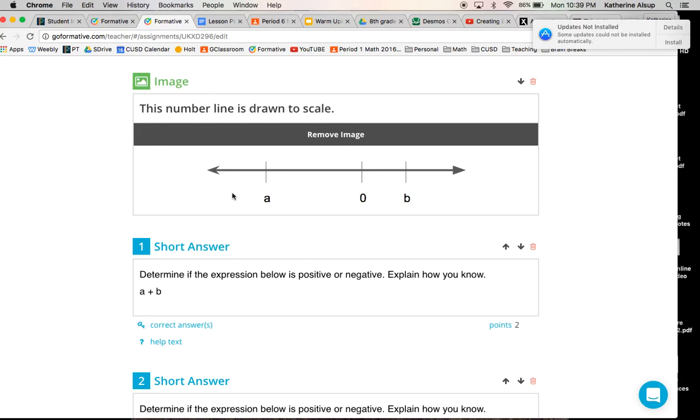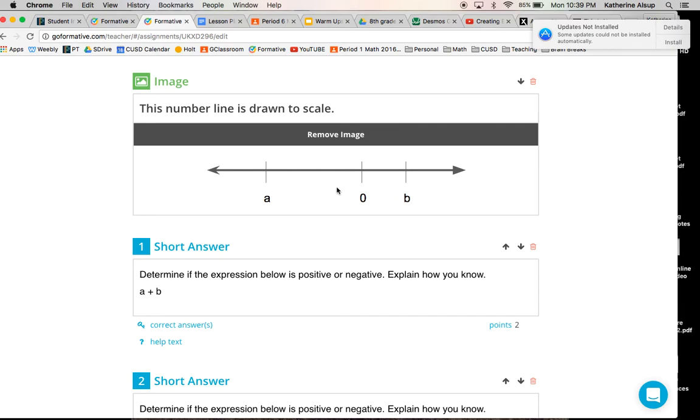So they said things like, well, B is positive. If you add a positive, you move up on the number line, so it's going to be positive. On the other hand, some students said, well, you're adding a negative, which is our A, and if you add a negative, you move down on the number line, so the sum is going to be negative. And it doesn't work like that when you're adding and you have one positive and one negative.